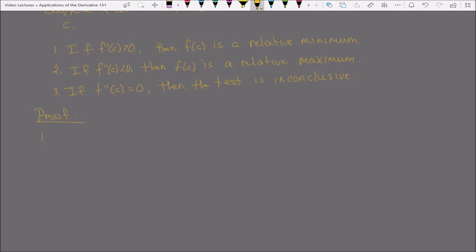All right, so proof of the first statement. Since f double prime of c is larger than 0, and f double prime of x is continuous over an interval I containing c, f prime of x is increasing over I.